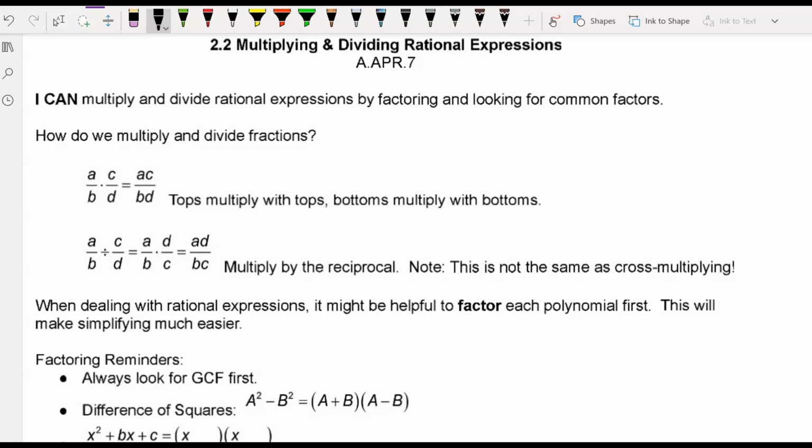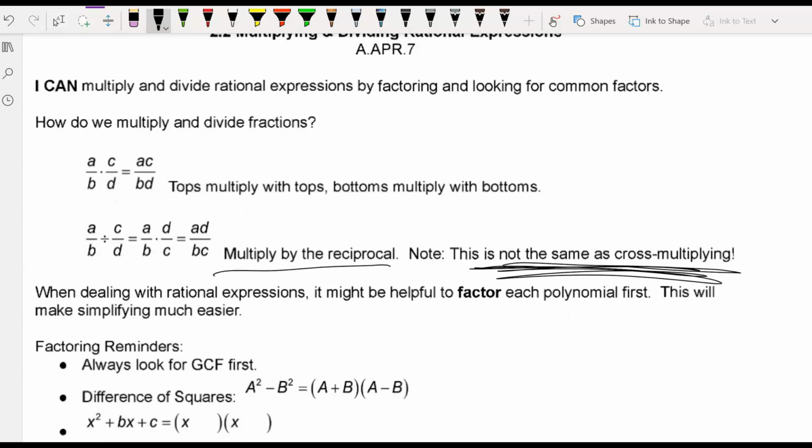Welcome back. We are now working on multiplying and dividing rational expressions. So when we multiply fractions and divide fractions, remember we multiply straight across, and then for division, we multiply by the reciprocal. And then you're just multiplying straight across. So remember, this is not the same as cross multiplying. So just multiply by the reciprocal. Okay?